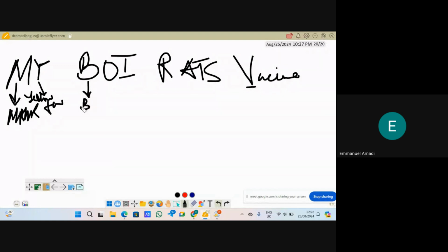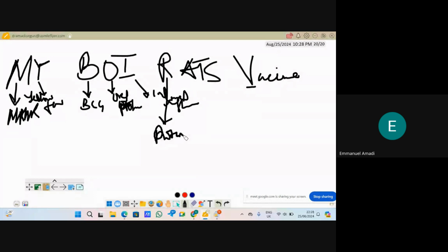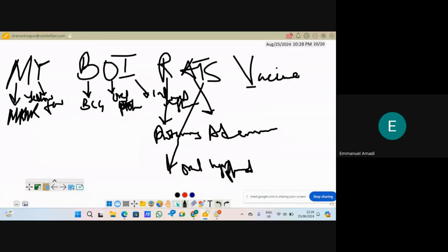This is the BCG. That is the B. The O is the oral polio. This is the one you call the Sabin. That's another name for it. The I is the intranasal influenza. The R is definitely your rotavirus. The A is adenovirus. The T is definitely the oral typhoid. The S is the smallpox. And the V is varicella.